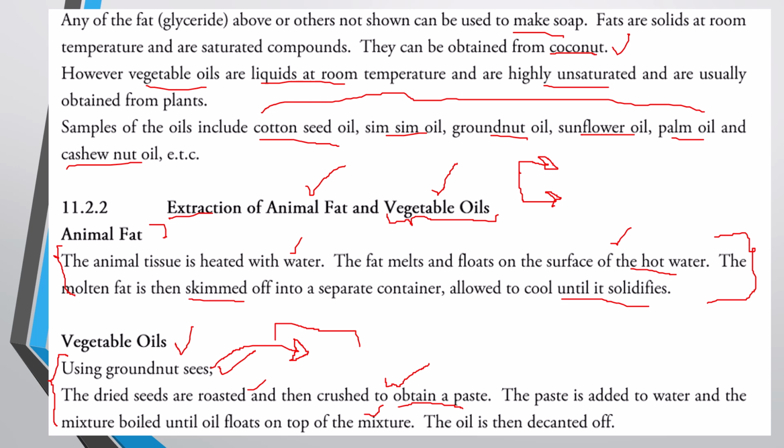Now the oil floating on top of that mixture is going to be decanted off. Decanting means that you separate off that layer which has floated on top of the water or on top of the mixture that we don't need. So the oil layer which has floated on top is going to be decanted off into a separate container.